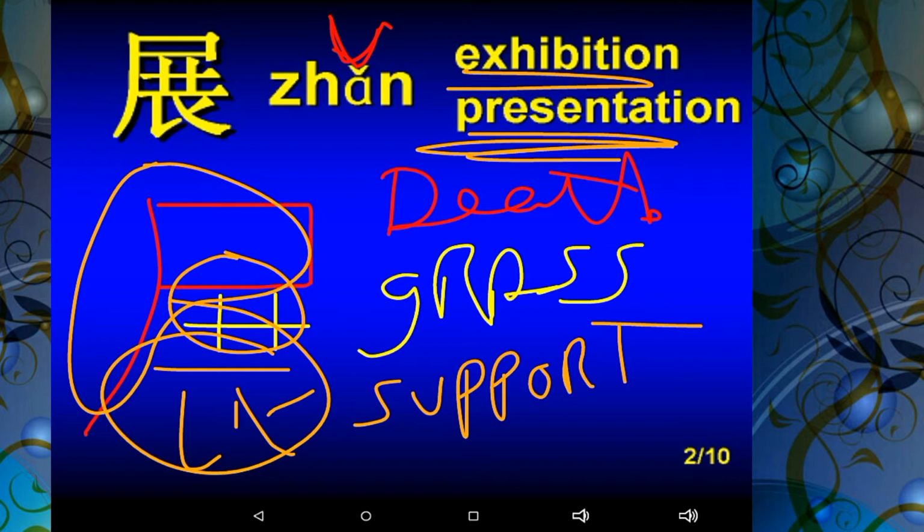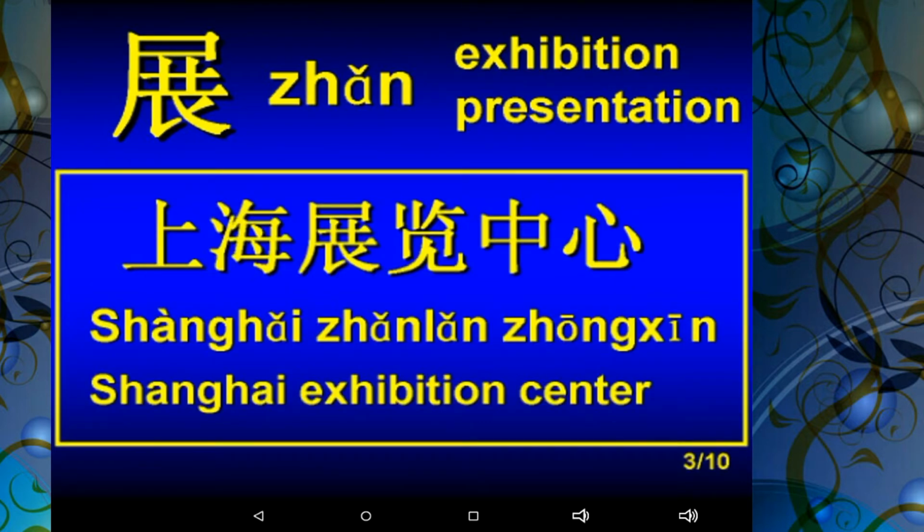Let's say you're at an exhibit or you're an exhibitor. And where's our character? And you see this sign. Now, where's our character? Our character is right there. That's where he lives. And you see this sign right here. And what does this sign say? Well, the sign says, Shanghai ZhanZhan Zhongxing. One more time. Shanghai ZhanZhan Zhongxing.